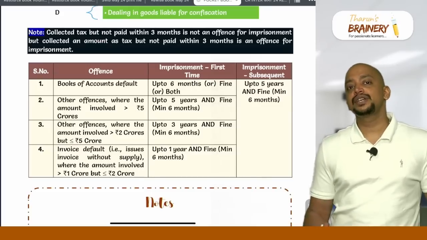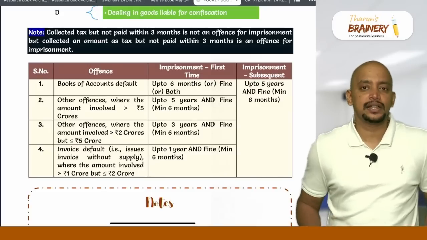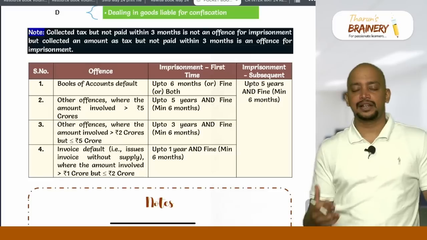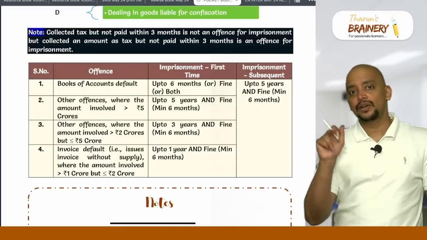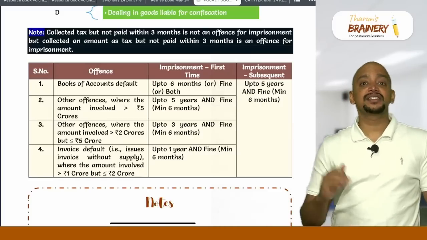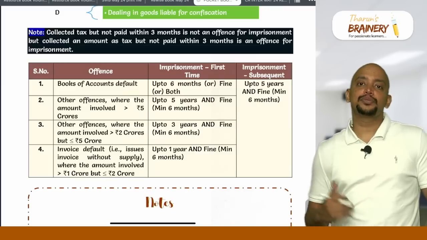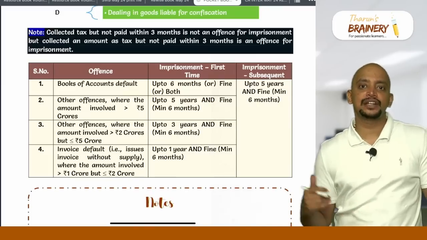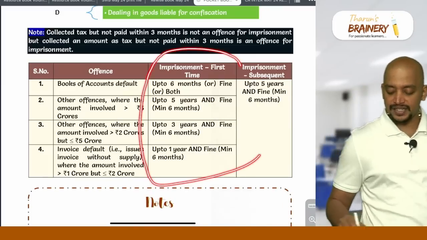So first we need to see what is the tax or ITC involved in that particular offence. If it is greater than 1 crore, then up to 1 year. If it is greater than 2 crores, then it is up to 3 years. If it is greater than 5 crores, then it is up to 5 years. That is in case of first time imprisonment.